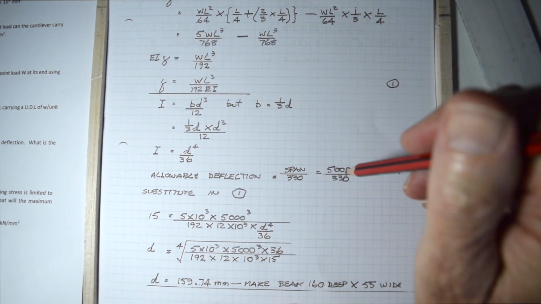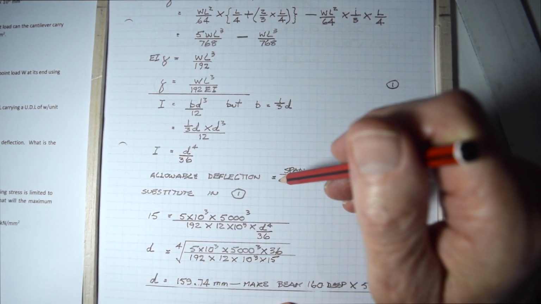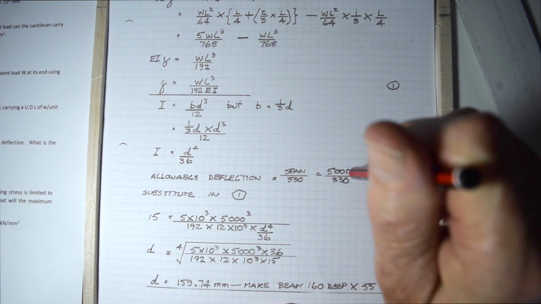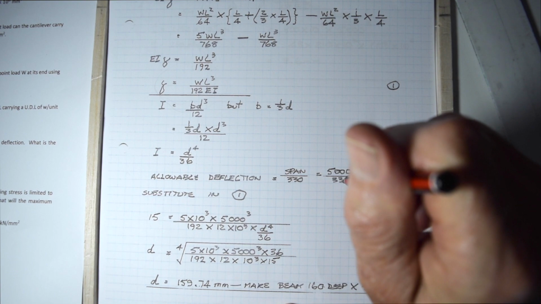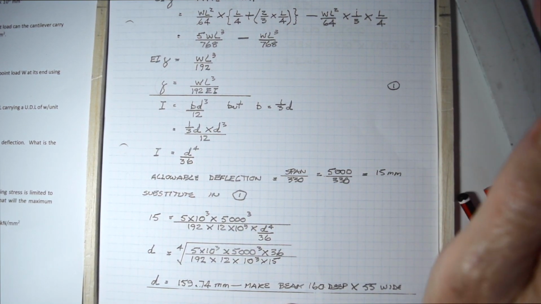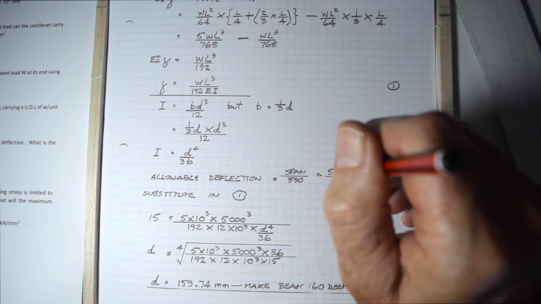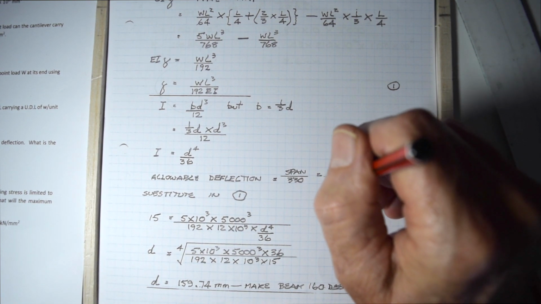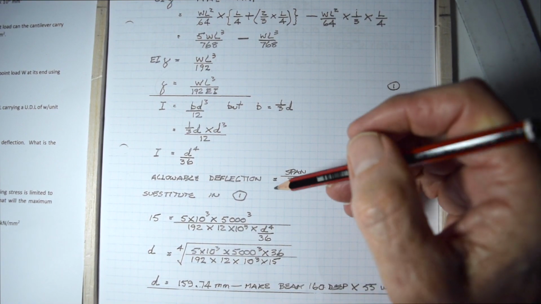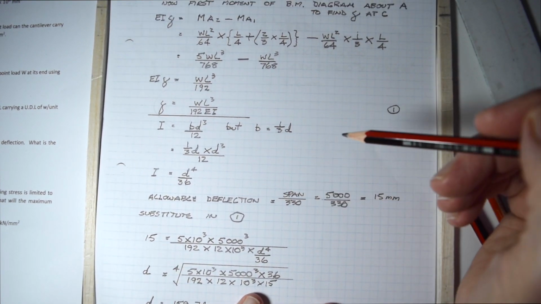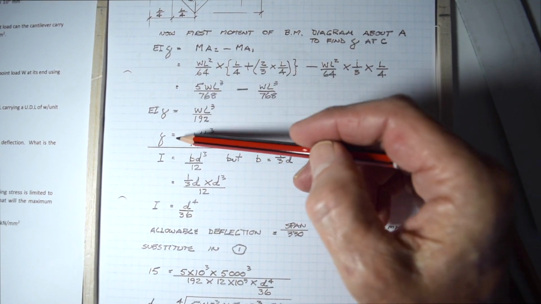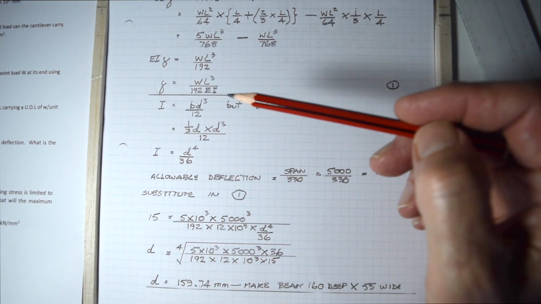Now, the allowable deflection, as given to you in the question, was the span of the beam, a 5-meter span, divided by 330. That is the allowable deflection. It can't deflect more than that. And so solving that, writing the span divided by 330, you get a deflection of 15 millimeters. We can now substitute that in equation 1. We're going to put a deflection of 15 millimeters in there.